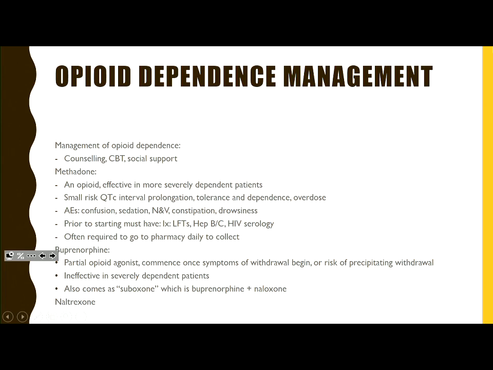Then if they have a more severe addiction, you need to consider methadone. Unfortunately, most patients who take this won't be able to come off it ever just because of the severity of their addiction. But it is a very effective option, and the idea is that, yes, it's still an opioid, but it has less severe side effects than heroin or whatever opioid they were addicted to beforehand. So it can cause a small risk of arrhythmias and, as I said, tolerance.